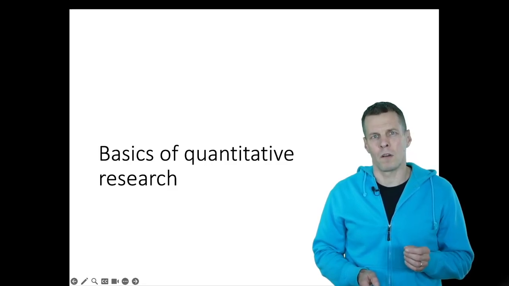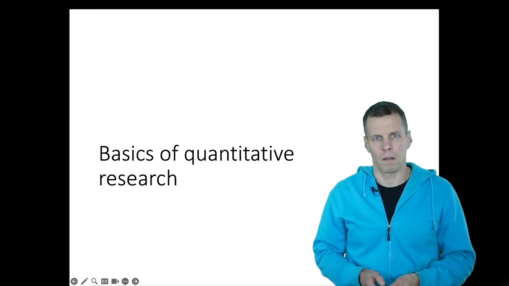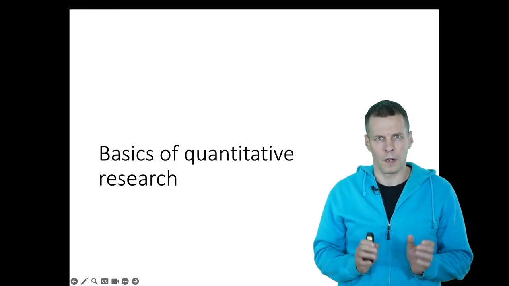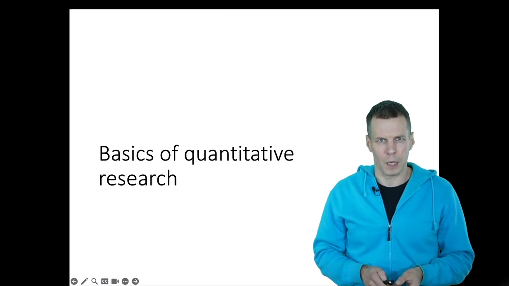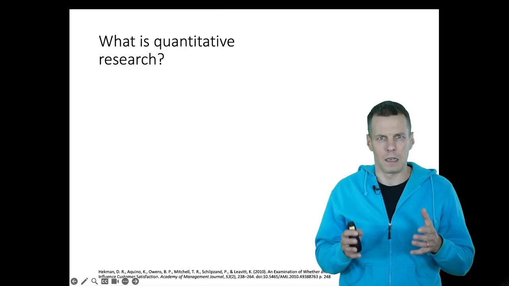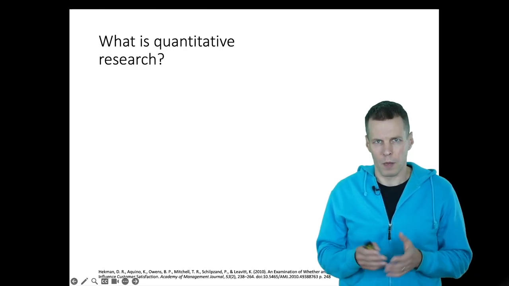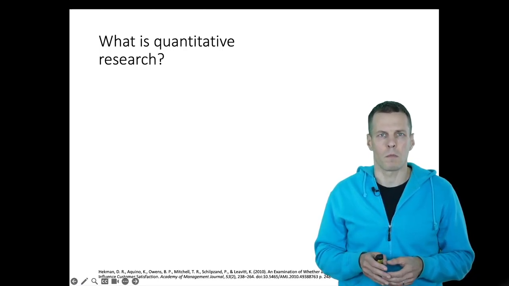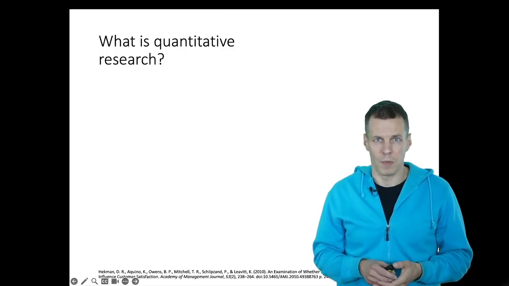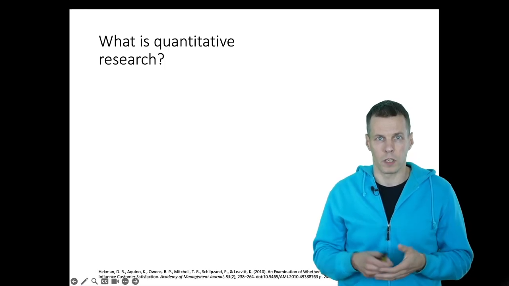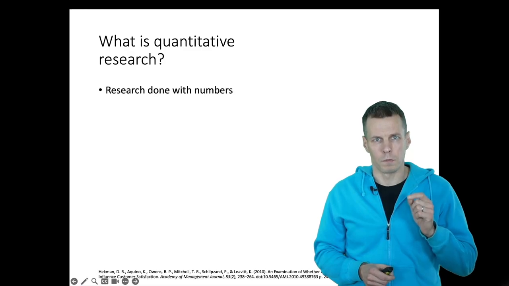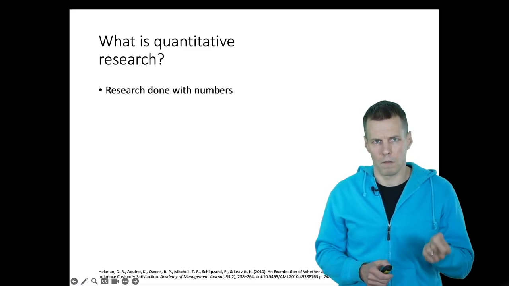In a previous video, I explained the basics of qualitative and quantitative research. Let's now take a look at what quantitative research is about in a bit more detail. Quantitative research is research done with numbers, and typically the outcome is some kind of number, a statistical summary, or some kind of statistical test result, and then the researcher would interpret the meaning of that test result within the context of research.